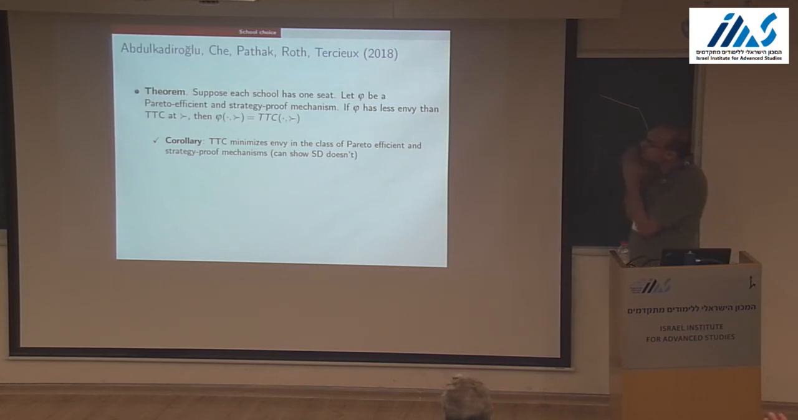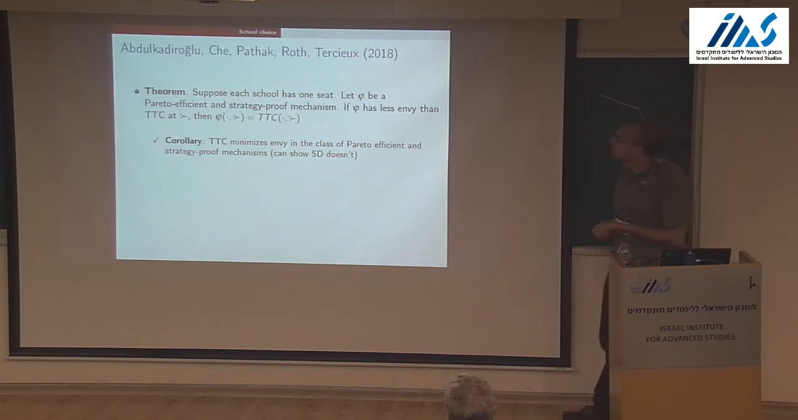Here's the theorem. So suppose each school has one seat, okay? That is a very strong assumption, okay? And something I'll talk about in just a second. Then if phi is a Pareto efficient and strategy-proof mechanism, if phi has less envy than top trading cycles for a given set of priorities, then it must be the case that the outcome of phi and top trading cycles is the same. Okay, maybe put in a more intuitive way, what this result tells us is that top trading cycles minimizes envy in the class of Pareto efficient and strategy proof mechanisms.